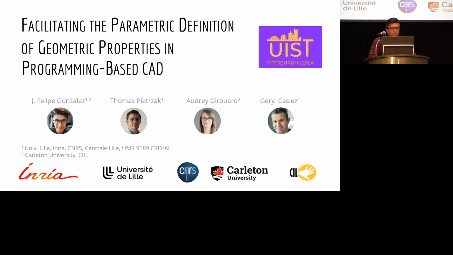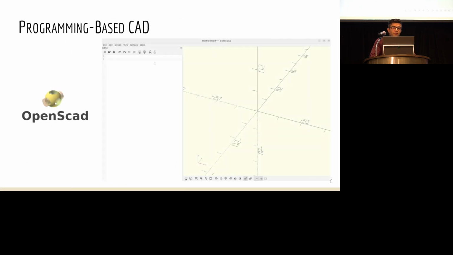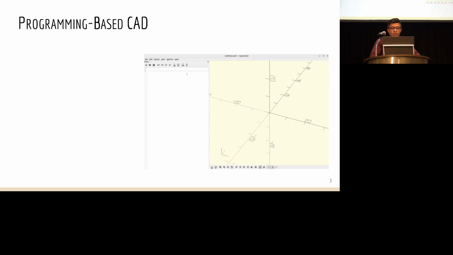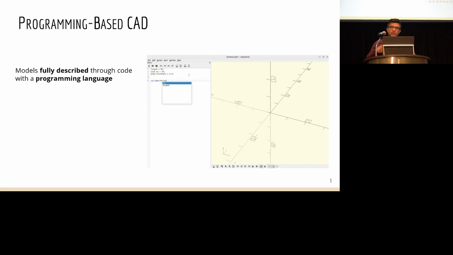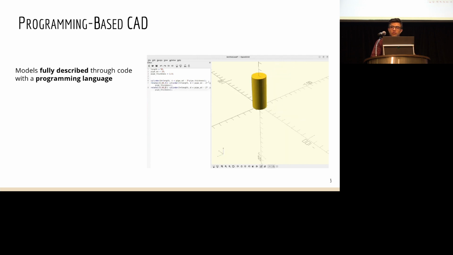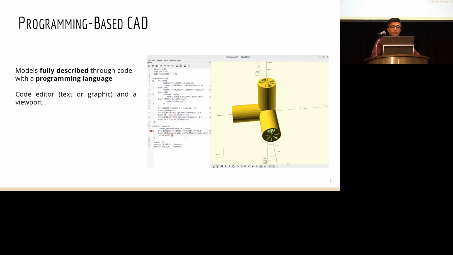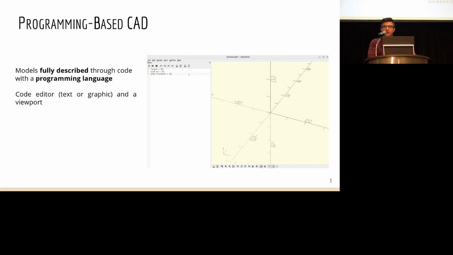Okay, so on behalf of my colleagues, I'm going to be presenting facilitating the parametric definition of geometric properties in programming-based CAD. So let's start by framing the background of our project. What we mean by programming-based CAD is applications that allow users to describe models through a programming language, basically exclusively in code. Normally these applications provide a code editor, either text or graphic, and a viewport so the users can validate the result.